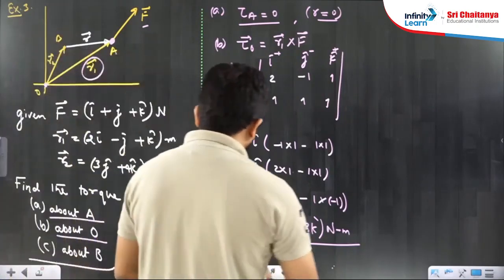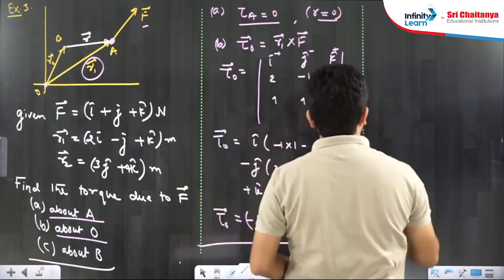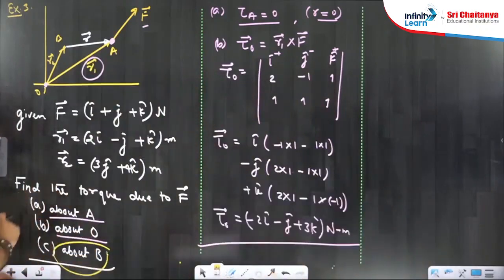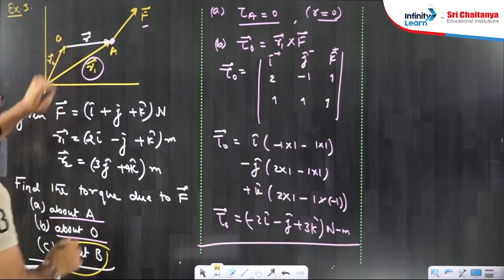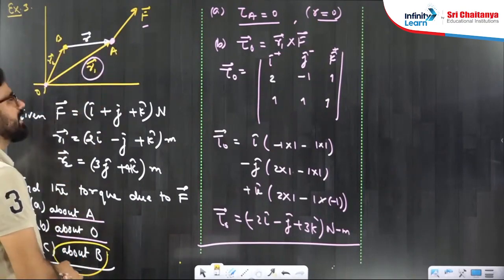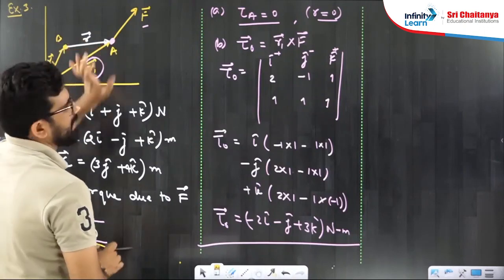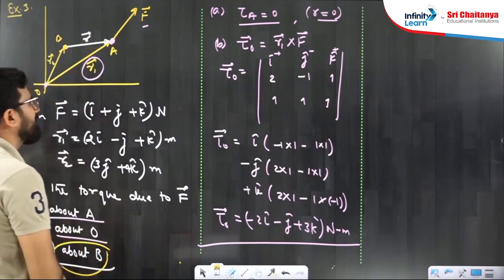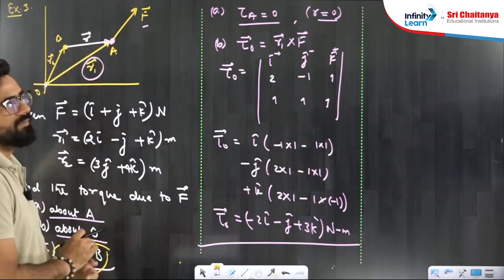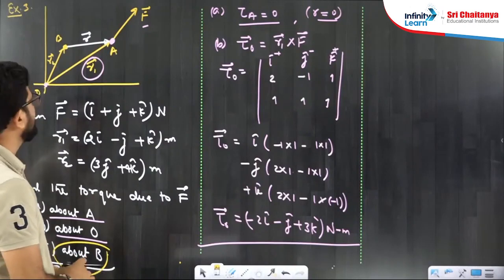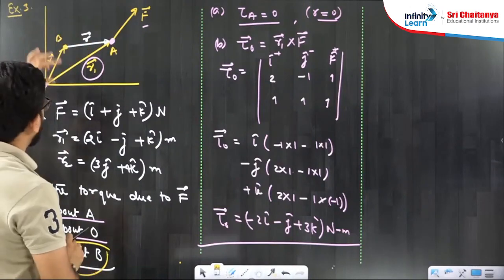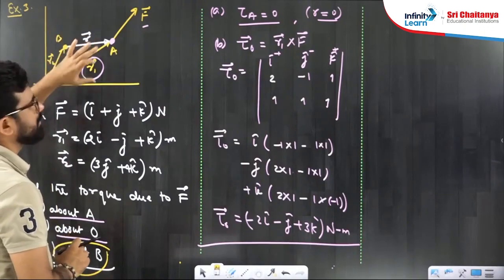Now you are understanding. Now come to the third part of this question, that is the important thing we have to learn. About B we have to calculate. B point is here. So from B to A, because force is acting at A, we have to find this R vector. How to calculate this R vector? We can understand it very simply by using the triangle law of addition. By the triangle law of addition, R2 vector plus R vector is equal to R1.